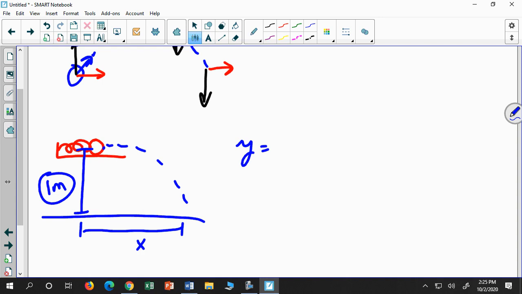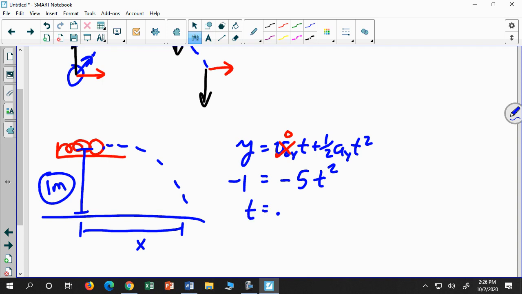I would say y equals v naught y t plus 1/2 a_y t squared. This problem is made a lot easier because v naught y is 0, so that term goes away. And then I can solve this for t because I know everything else. This is -1, half of -10 is -5, and that's t squared. So t then is the square root of 0.2, which is 0.45 seconds. So that's the time.